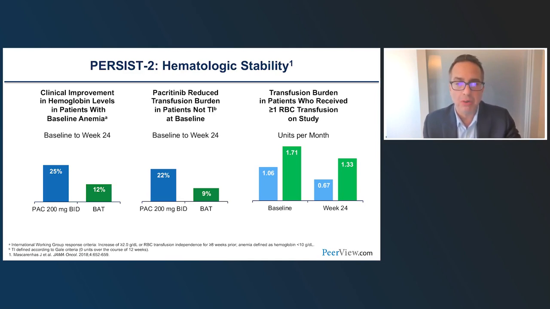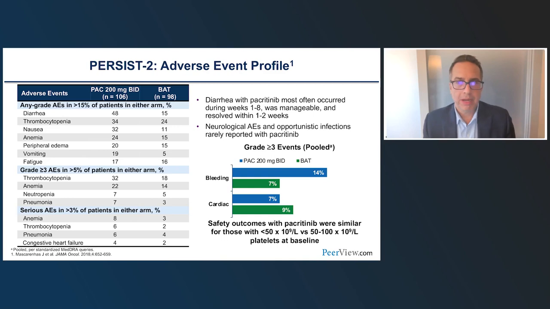And we now know that this is probably due to multiple mechanisms of action with pacritinib, including the fact that it is uniquely an IRAK1 inhibitor, which works upstream from NF-kappa B and inflammatory cytokine signaling, but also because it is a potent ACVR1 inhibitor, which mediates hepcidin expression and iron availability for erythropoiesis.